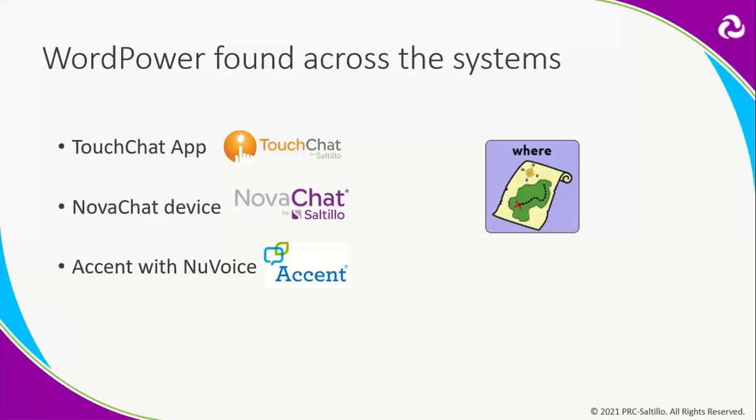Different platforms may offer unique features that fit and support a client best. WordPower programming takes advantage of feature opportunities within the different platforms as they are available. We'll touch on many of these features throughout the presentation, but also know that we will not cover everything that will be different across them. We've tried to indicate which platform you will see by using the logos you see, so TouchChat, NovaChat, and Accent. So you'll know whether they're offered on all three or just two of them or one of them.